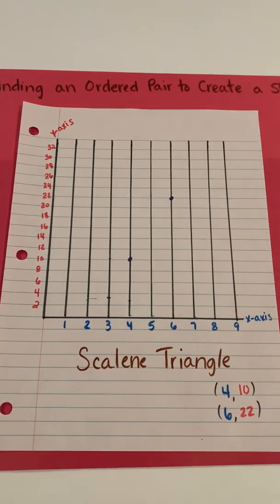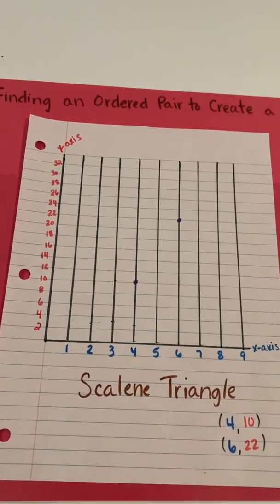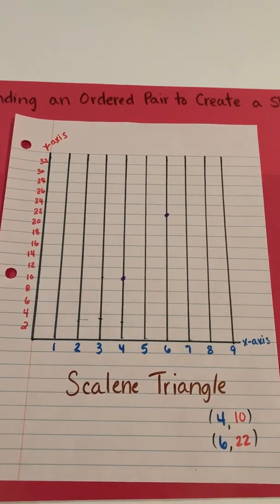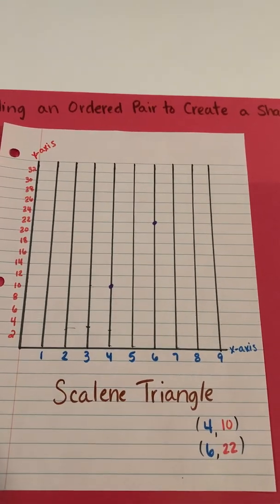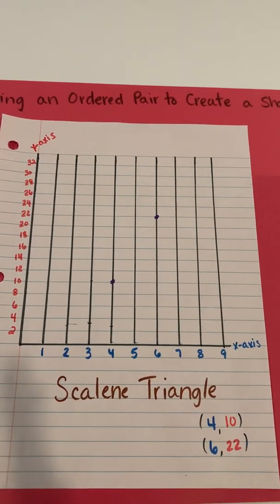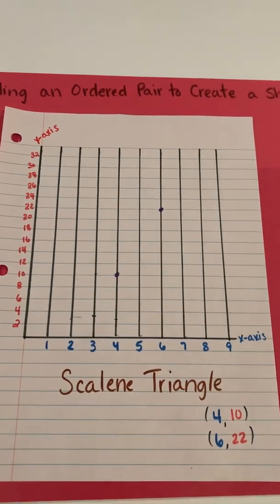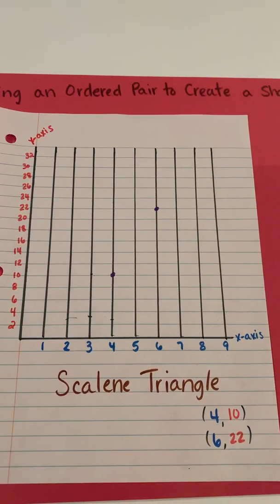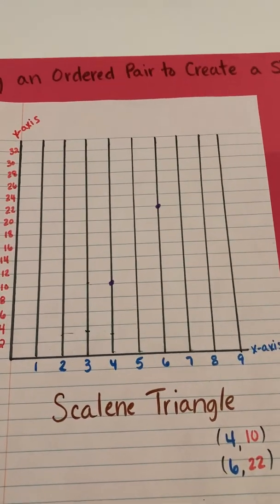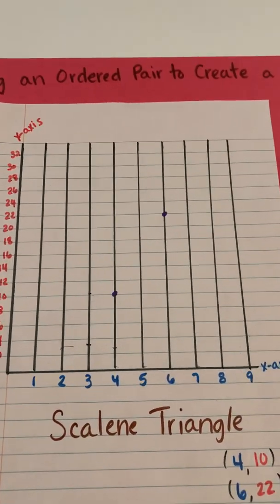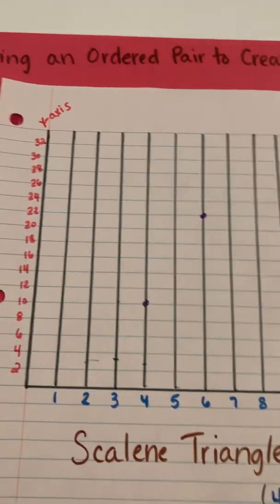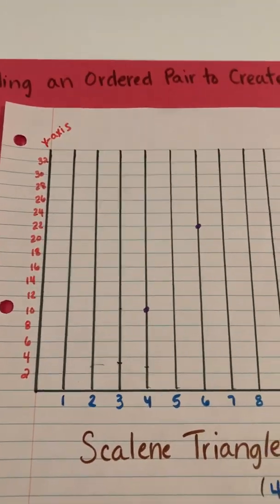So first of all, I have to stop and think about a scalene triangle. When I think about naming triangles by their sides, I know that I have an equilateral triangle, which means all sides are equal. I have an isosceles triangle, which means two sides are equal. And then I have a scalene triangle, which means that none of the sides are equal. So I really need to think about where I can place this third point to create a triangle so that it creates a scalene triangle.